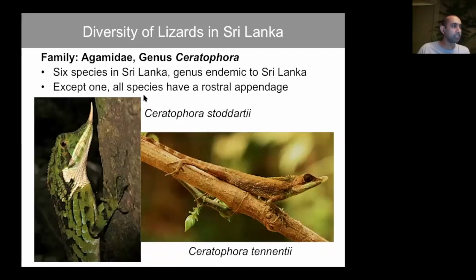So let's look at the genus Ceratophora. So the genus Ceratophora is unique among lizards in Sri Lanka because almost all of them, except one species, have a unique appendage in front of the snout, right? So we call this a rostral appendage. So some of them have a rhino horn-like appendage, like the Ceratophora stoddartii, which I have here, and then of course the leaf-like appendage in Ceratophora tennentii. So we have 6 species of them, right?